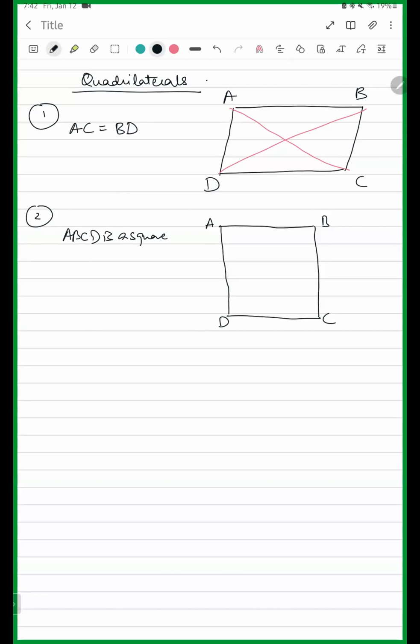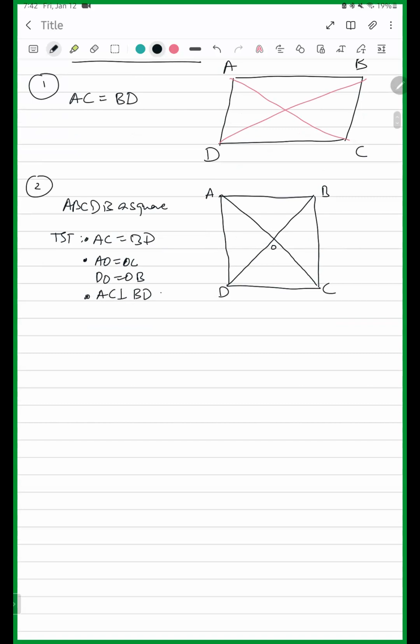We need to show that the diagonals of the square are equal, that is, AC is equal to BD, and that they bisect each other at right angles. The second thing we need to show is that they bisect each other, meaning AO equals OC and DO equals OB, and at right angles, meaning AC is perpendicular to BD. So there are three things which we need to show here.